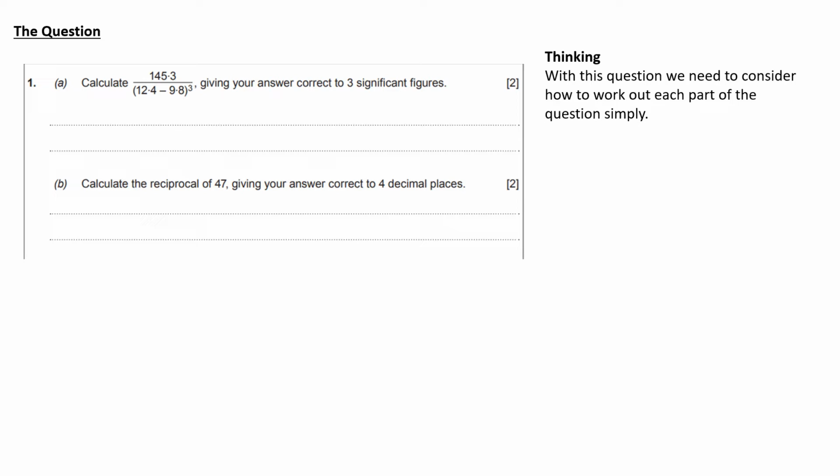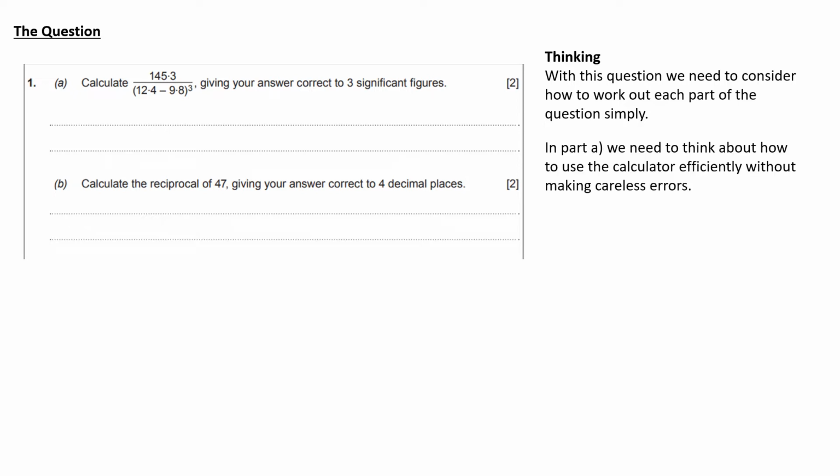Now, these shouldn't be too difficult, and we need to think about how we can simplify these so that we can get the full marks for these particular questions. So in part A, it's about efficient use of the calculator, and sometimes it does mean you are better off writing things down, explain what you're doing. And then obviously in part B, it's the word reciprocal. If you don't know what the word reciprocal means, then you need to go away and learn it, because it could come up within a question.